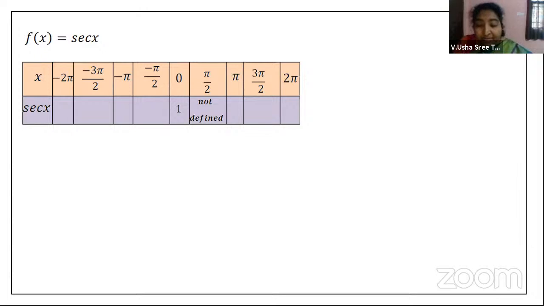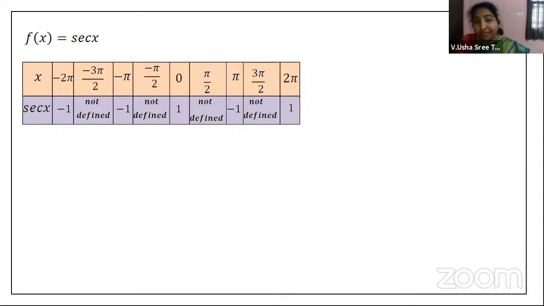Now likewise, secant 180 degrees is minus 1. 270 is not defined. Secant 360 will be pi is 1. Secant of minus pi by 2 is not defined. Secant of minus 180 degrees is minus 1. Secant of minus 3 pi by 2 is not defined, and secant of minus 360 degrees is minus 1.